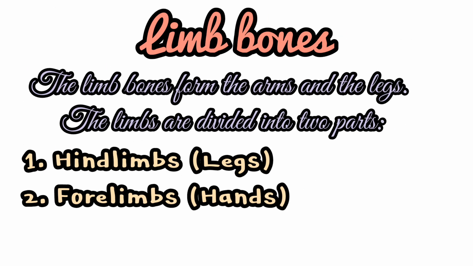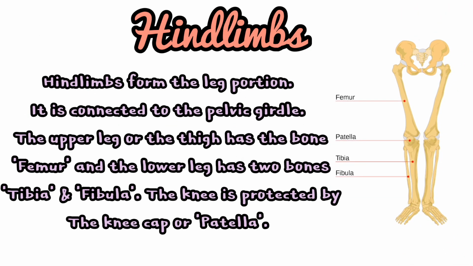Limb bones. The limb bones form the arms and the legs. The limb bones are divided into 2 parts: hind limbs, legs, and forelimbs, hands. Hind limbs. Hind limbs form the leg portion. It is connected to the pelvic girdle. The upper leg or the thigh has the bone femur and the lower leg has 2 bones, tibia and fibula. The knee is protected by the kneecap or patella.